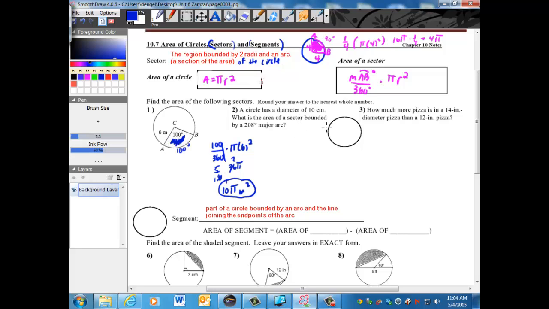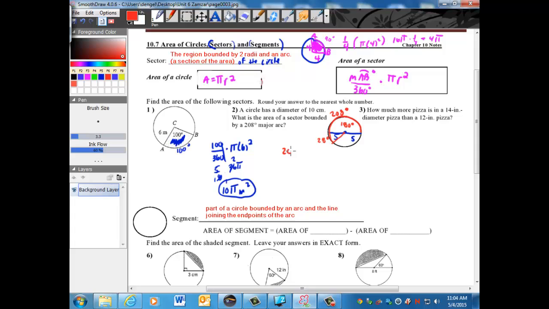Alright, next we have a circle that has a diameter of 10. So let's show that with 2 5s. And what is the area of a sector bounded by a 208-degree arc? Now, we've never really looked at an angle that's greater than 180. We know there's 180 degrees in this semicircle and 180 down here. Let's draw a 28-degree angle. So this is going to be 28 degrees. And so we add up 28 and 180, and so this total amount in red all the way across is going to be a 208-degree major arc.